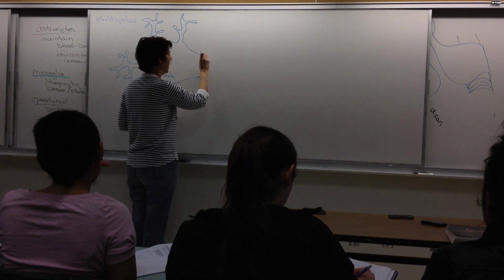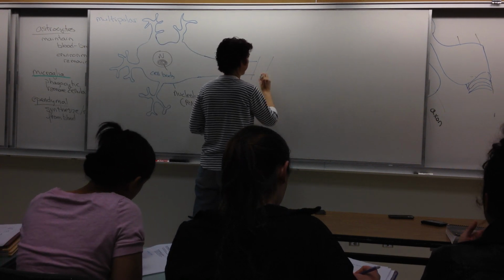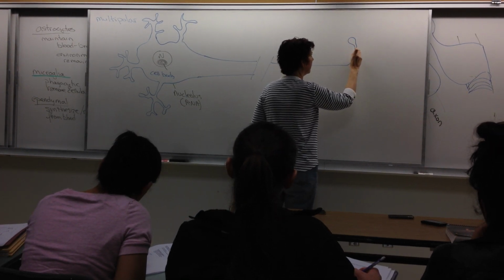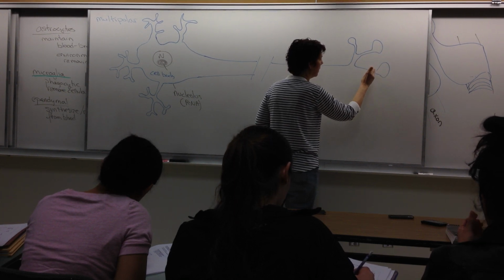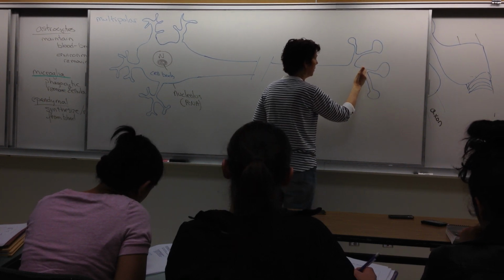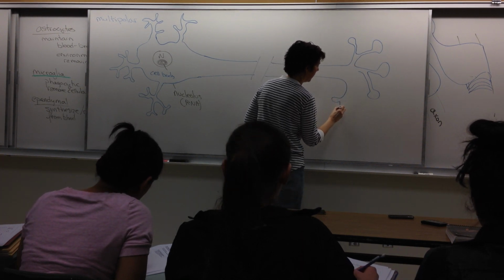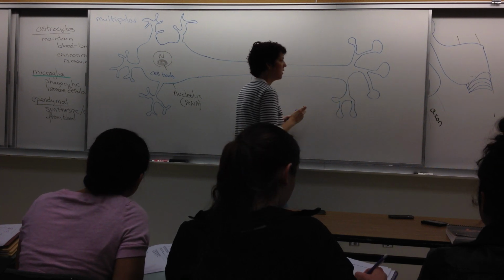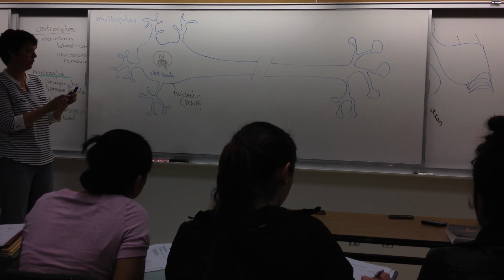They release it from the opposite end. This is being cut off about 20 feet. So they're going to release it from these swollen bulbs. Neurotransmitters. So the neuron has to be able to synthesize neurotransmitters, and it has the gene code for that.